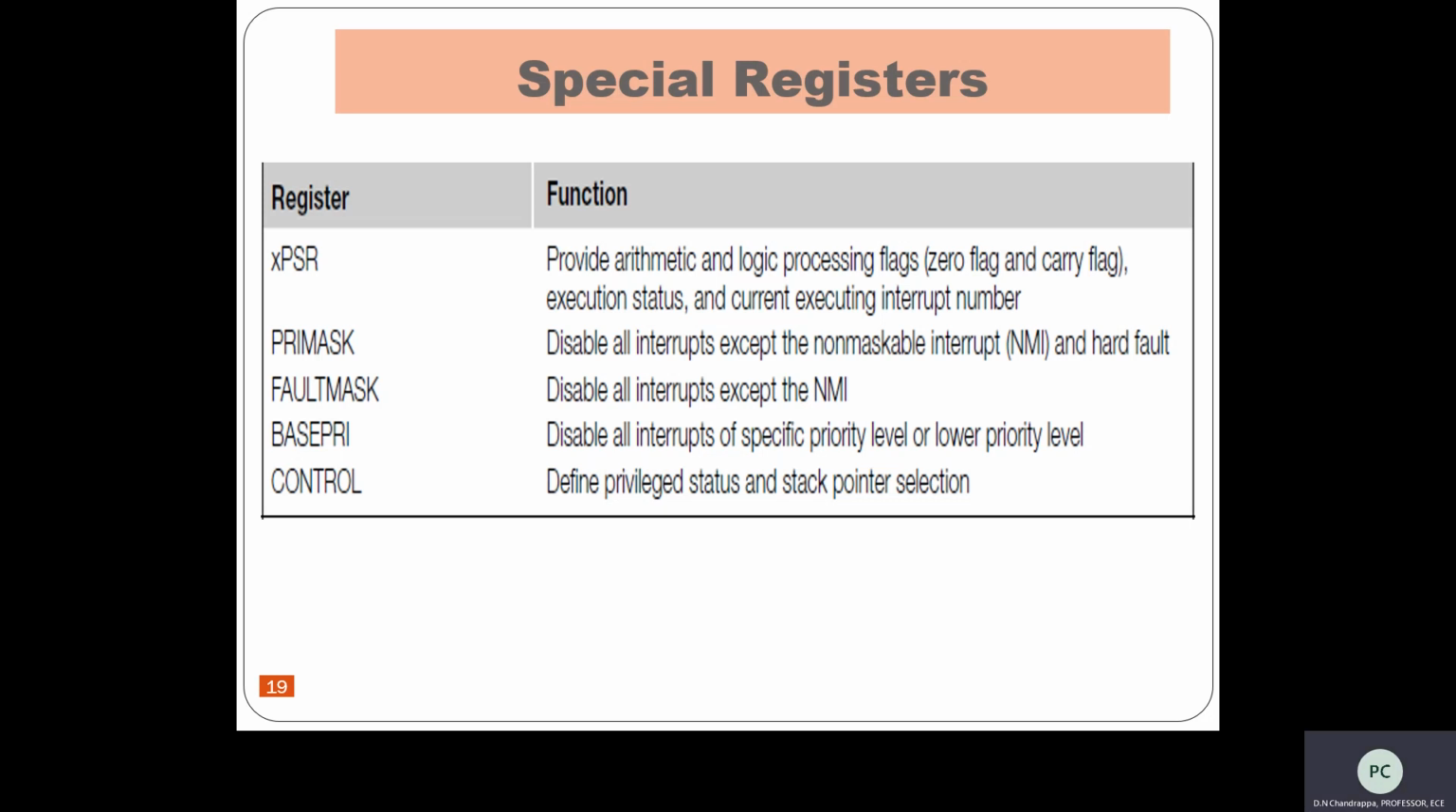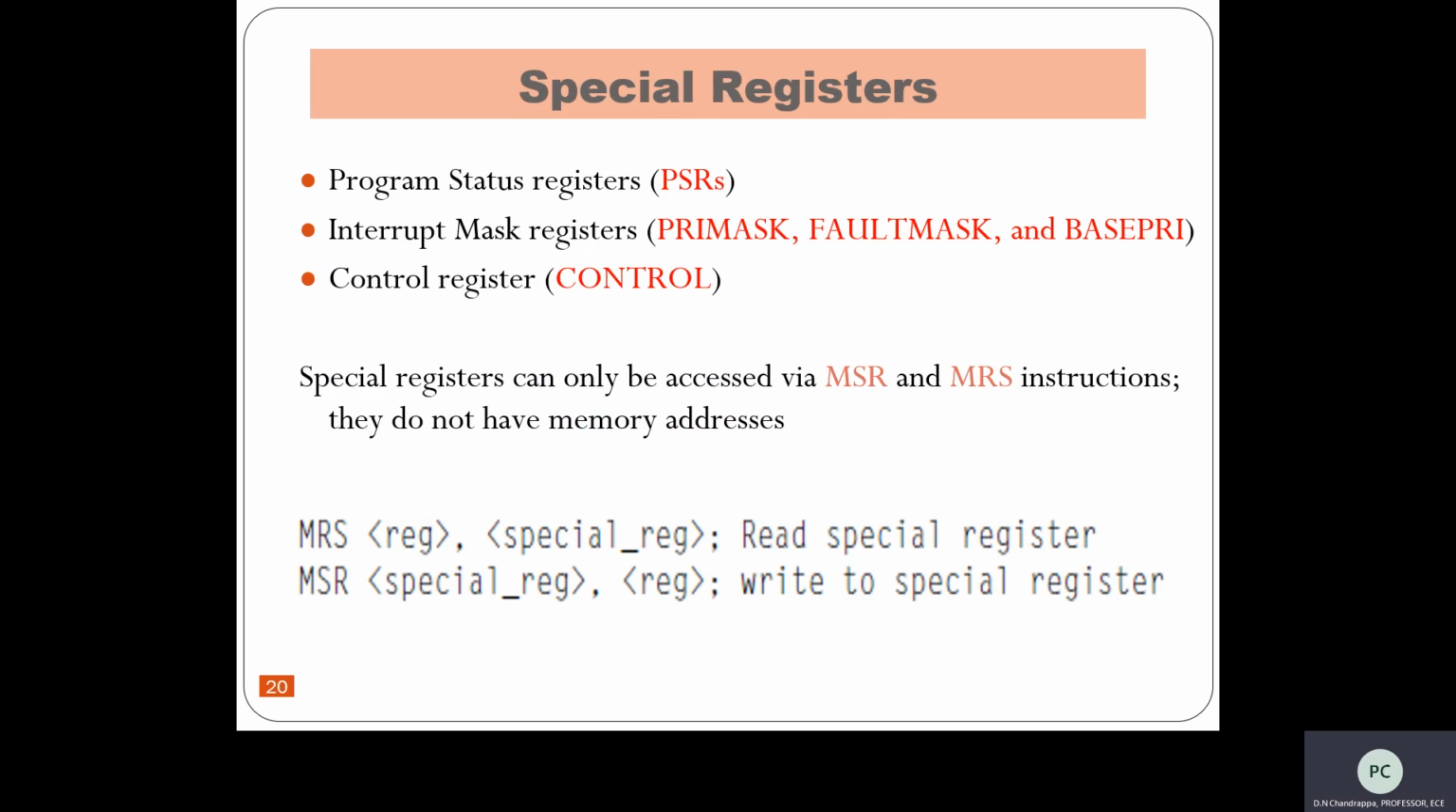The last one is the control register. The control register defines the privilege status and stack pointer selection. Here we have two modes of operation, user mode and privilege mode. The control register bits, when equal to 1 or equal to 0, perform some specific functions. I'm going to discuss these functions one after the other.